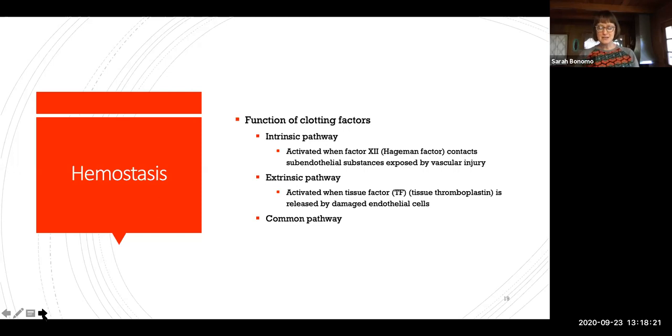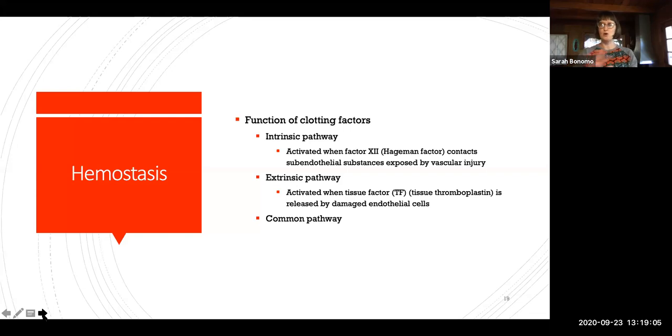And in the extrinsic pathway, it's not a specific number, but it's called tissue factor, which is released by damaged endothelial cells. What happens when both the intrinsic and extrinsic pathways get activated is it leads to the common pathway, which is factor 10. Without factor 10, you can't make a clot. So you've got to activate the intrinsic pathway and the extrinsic pathway. That makes the common pathway happen. You activate factor 10, your body makes a clot.